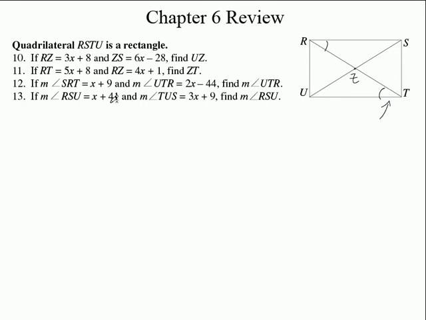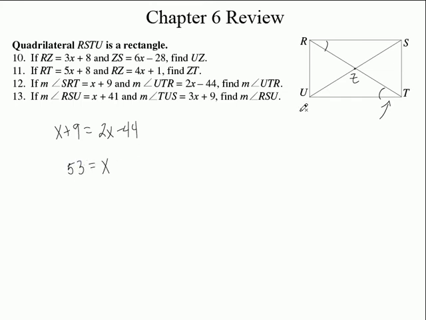So what we're going to do is set them equal to each other. Why? Because alternate interior angles are equal. So I'm going to go x plus 9 equals this angle right here, which is 2x minus 44. And now we just do some math and we solve. Subtract x from both sides, that's going to give you x. Add the 44 to both sides, and that's going to give you 53. That's what x is equal to.